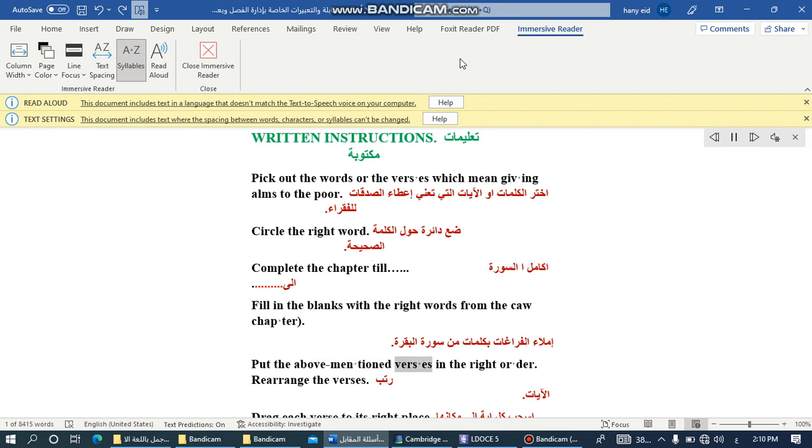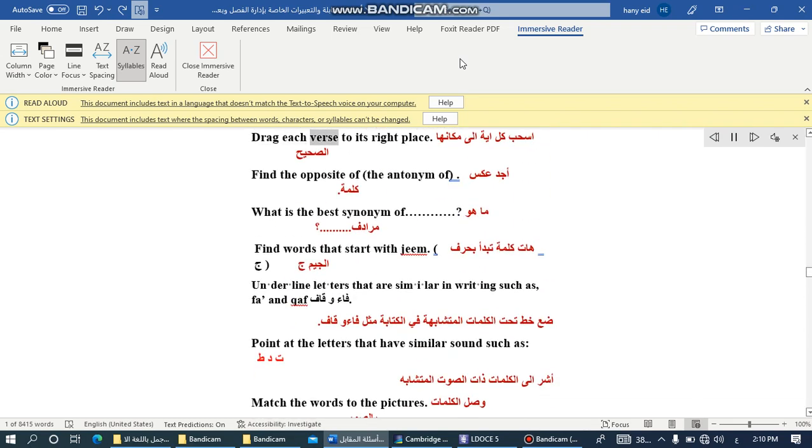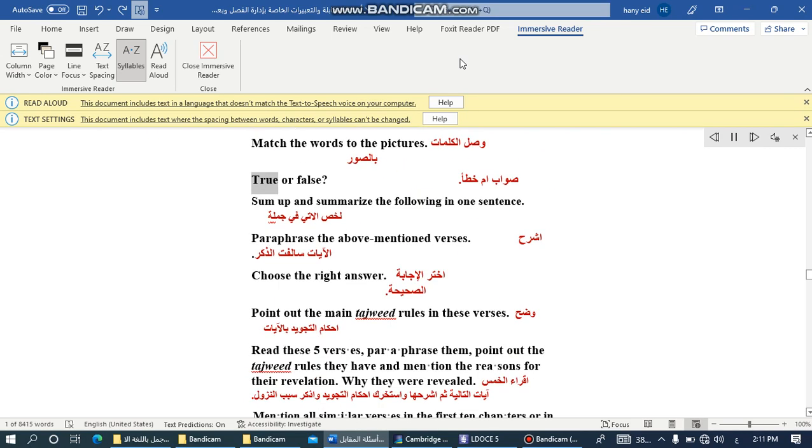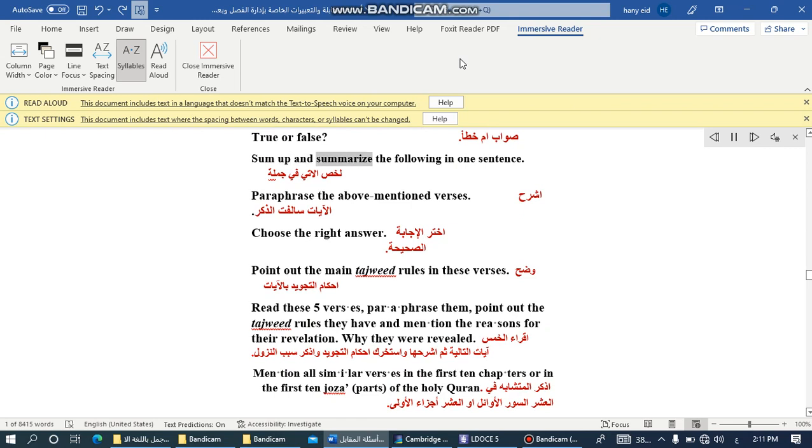Put the above mentioned verses in the right order. Rearrange the verses. Drag each verse to its right place. Find the opposite of, the antonym of. What is the best synonym of? Find words that start with gene. Underline letters that are similar in writing such as, fa and kaf. Point at the letters that have similar sound such as. Match the words to the pictures. True or false? Sum up and summarize the following in one sentence.